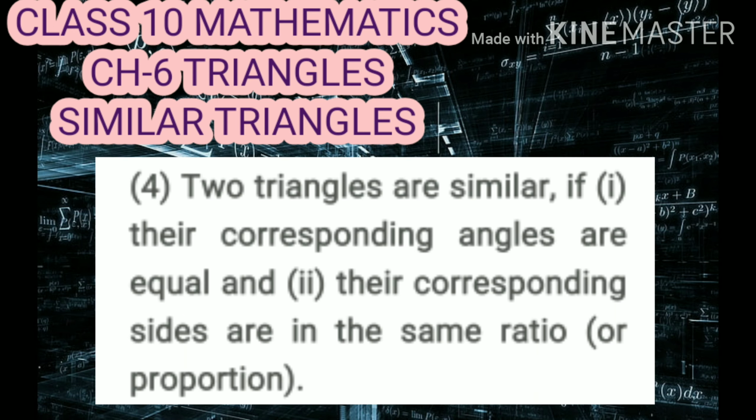Now children, we will discuss the similarity criteria of two triangles. Children, just like polygons, two triangles are also similar if their corresponding angles are equal and their corresponding sides are in the same ratio, or you can say their corresponding sides are proportional. Let us understand it more clearly by taking an example.